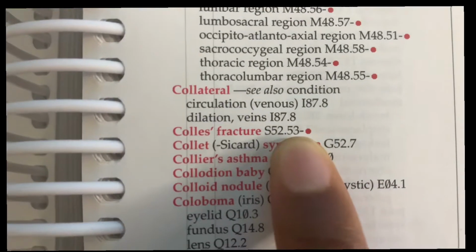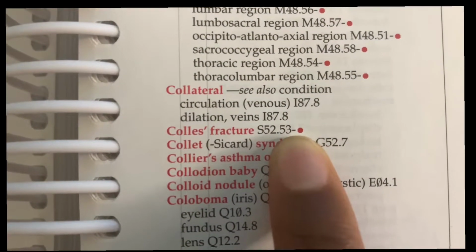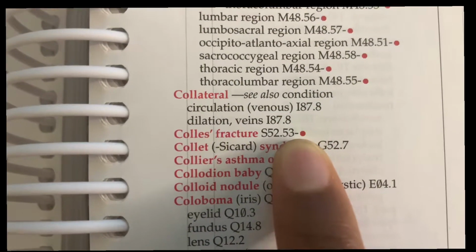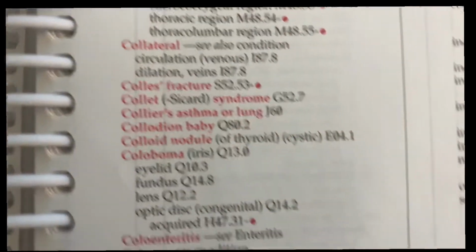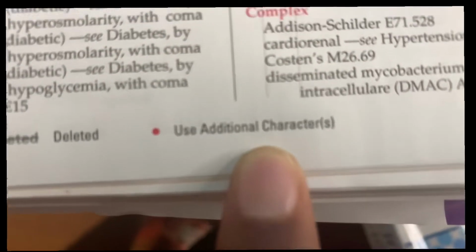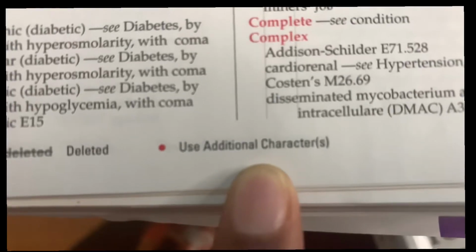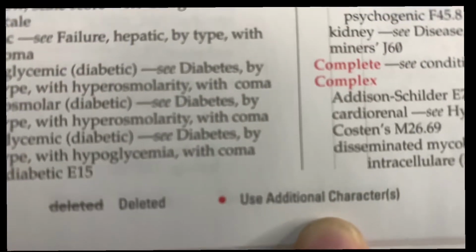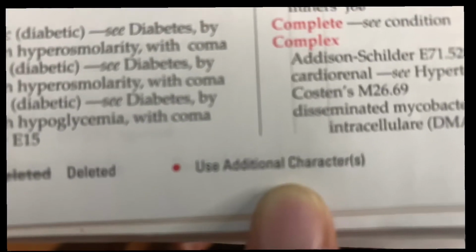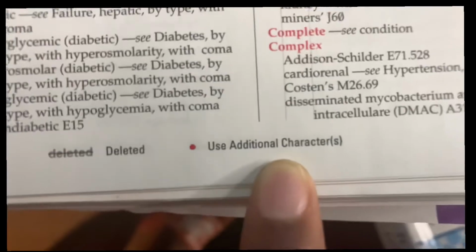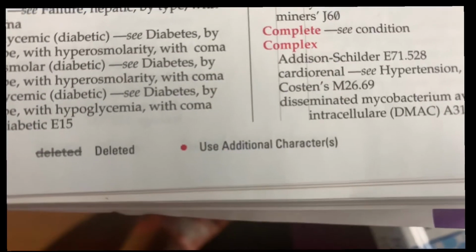S52.53. Remember, we noted that we have a dash that's letting us know that our code is incomplete and we need an additional character. So if we go down to our legend, we notice that our legend is going to tell us with the dot that we need an additional character. So now we're going to look this up in our tabular.